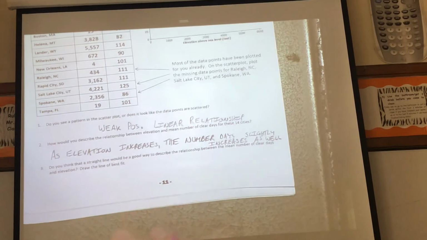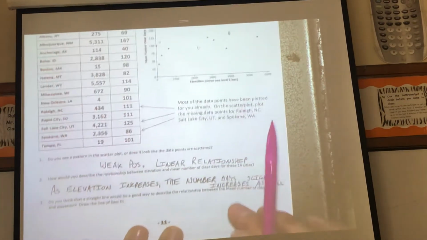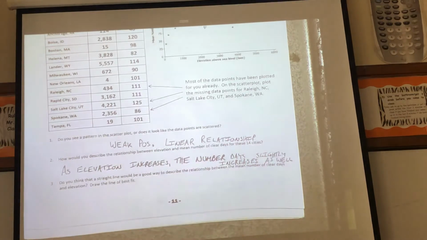Number 3, do you think that a straight line would be a good way to describe the relationship between the mean number of clear days and elevation? Draw the line of best fit. I would say yes, the relationship would not be exact. If it was exact, you would have perfect points on one line, but it would have a positive linear trend.